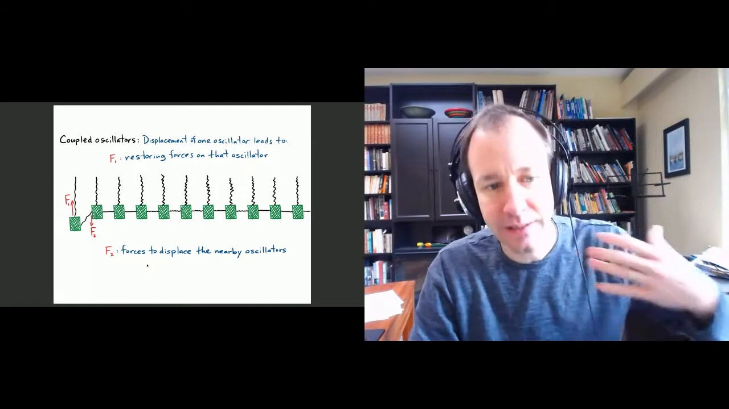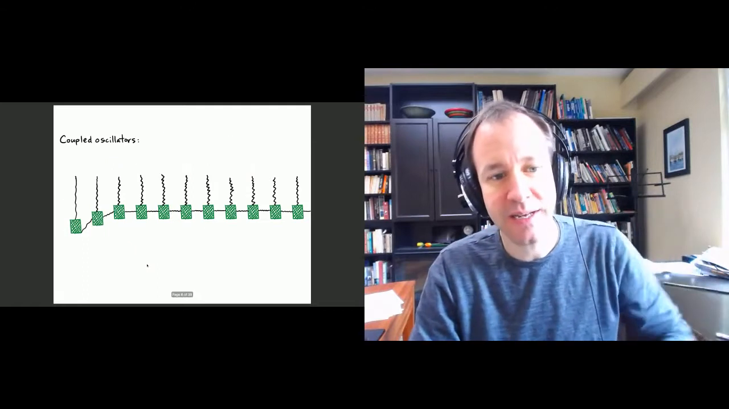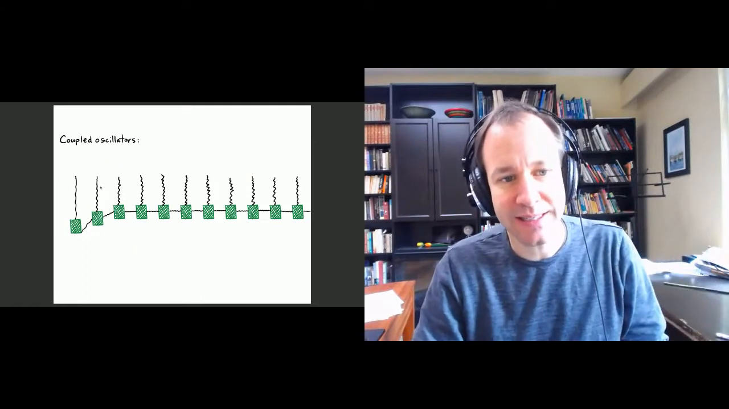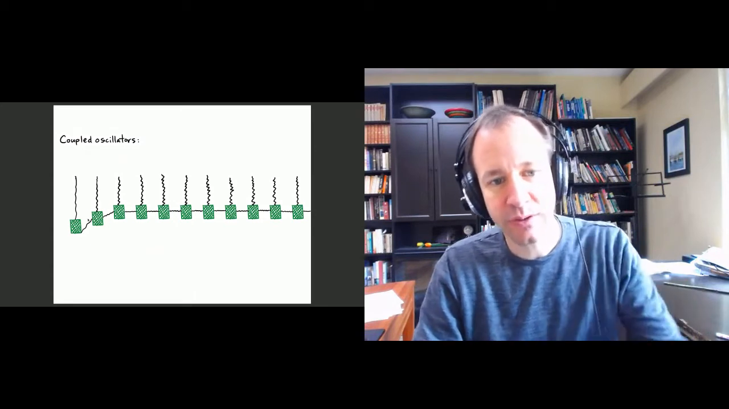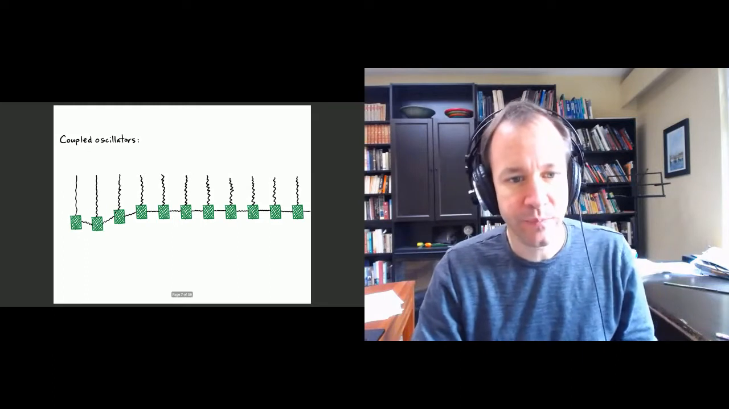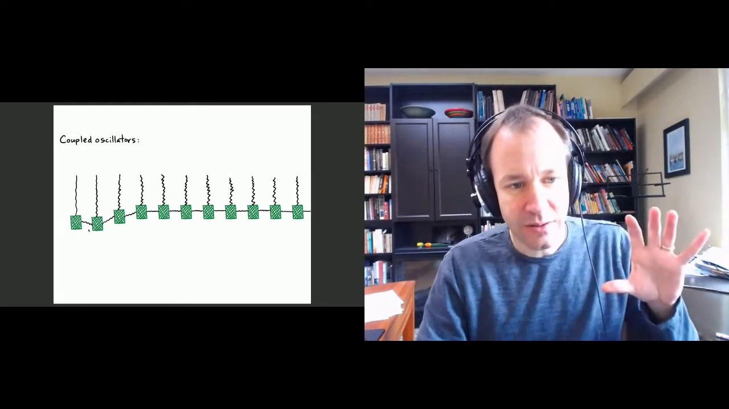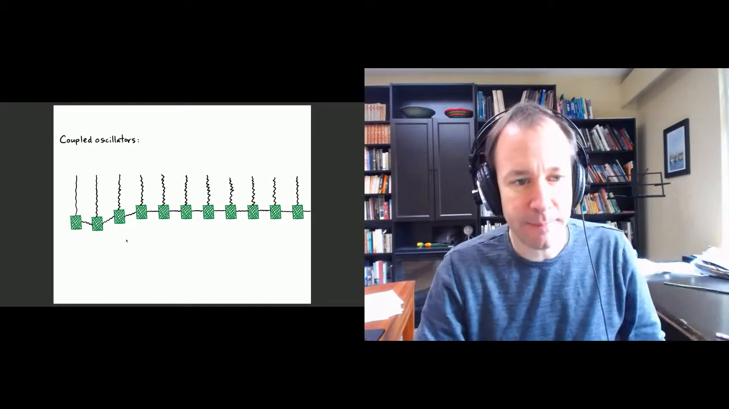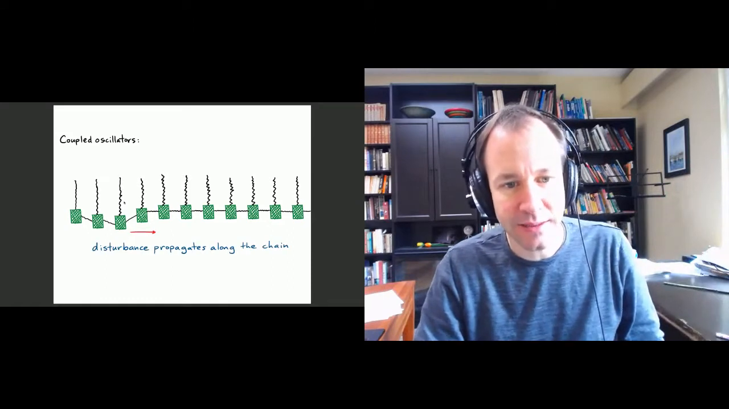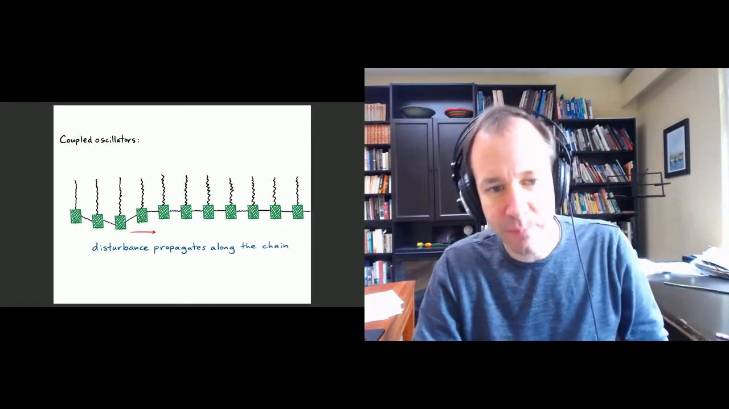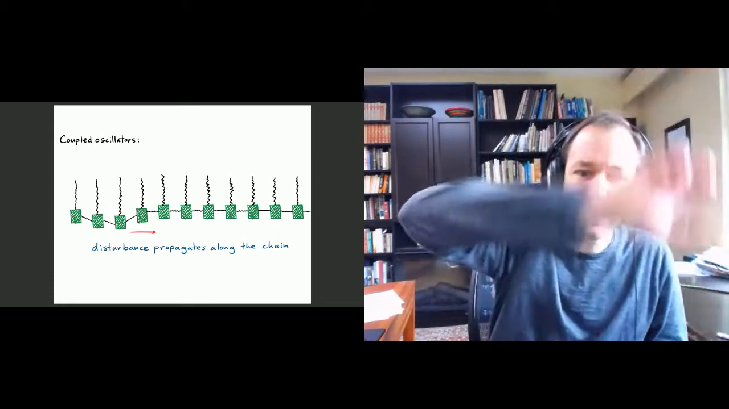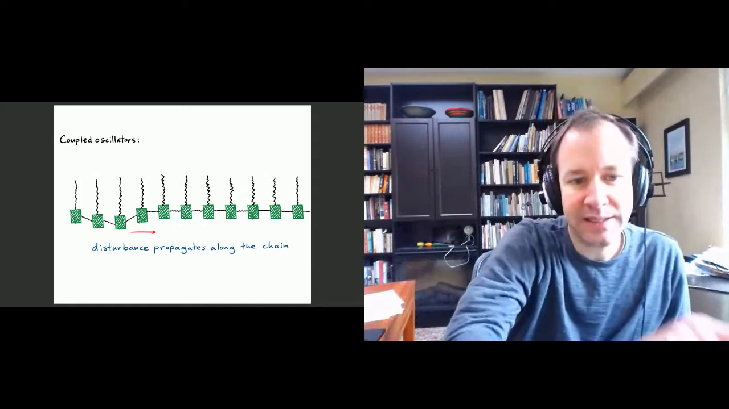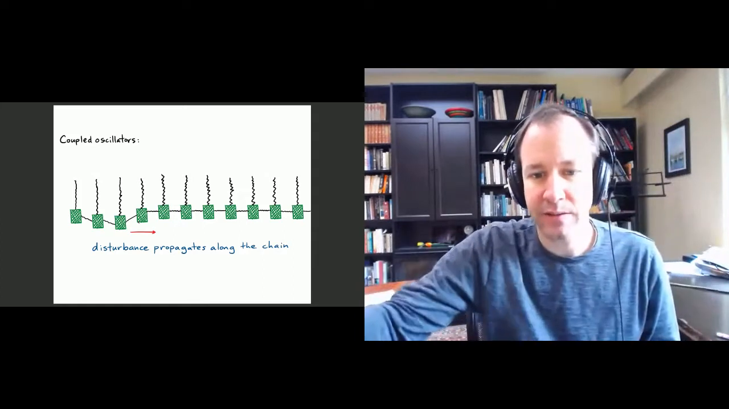So if I allow this thing to evolve with time now, then what's going to happen is that second one is going to get pulled down a little bit. And then it will go ahead and pull on the third one. And now you notice the first one is oscillating back up. And the third one now is oscillating down, and it pulls on the fourth one. And so instead of just a single thing oscillating, we've got this disturbance that actually propagates along the chain.